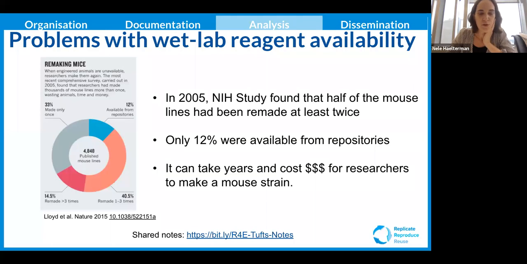So just to show you how common this problem is, in 2005, there was a study performed by the NIH that found that almost half of the mouse lines that had been generated have had to be remade at least 2 times. So this is really a big problem, and it's a huge waste of resources because it's really expensive to generate mice. And only 12% of the mouse lines are actually available from repositories.